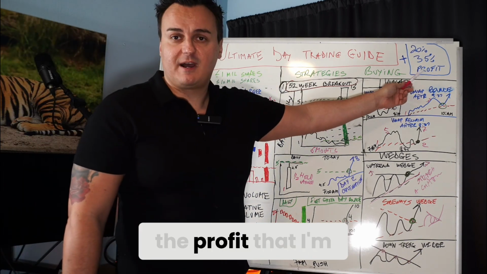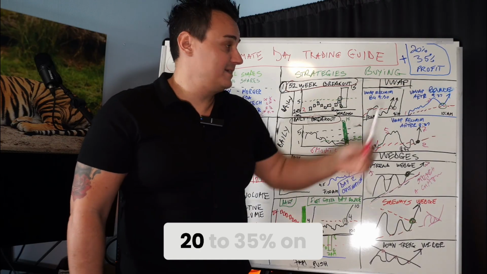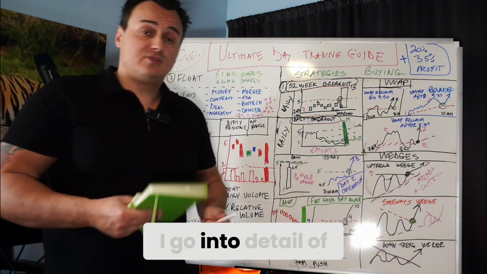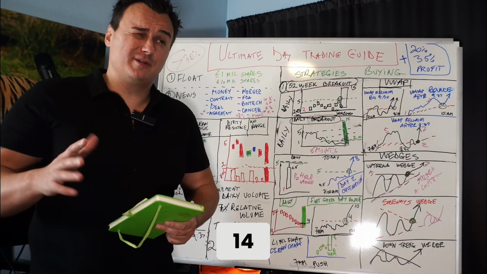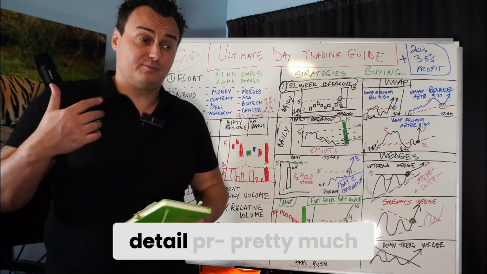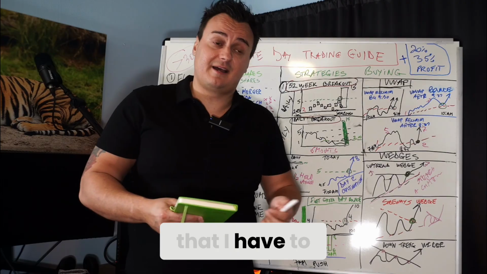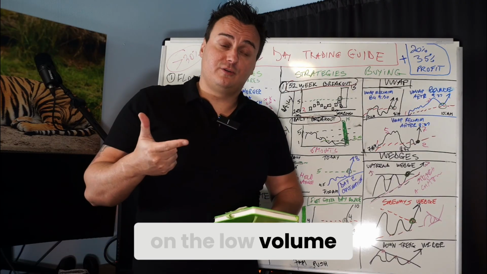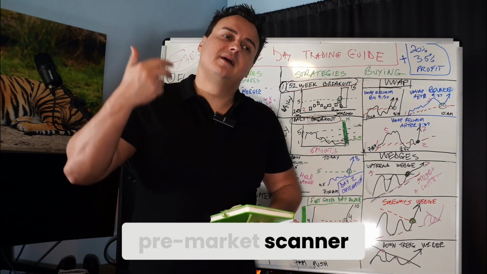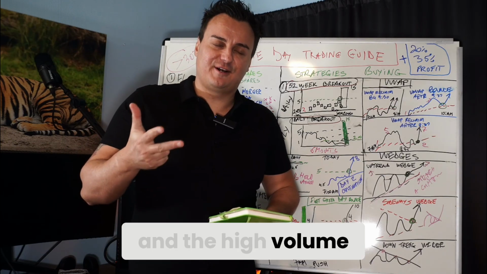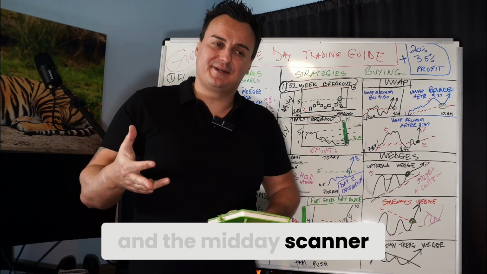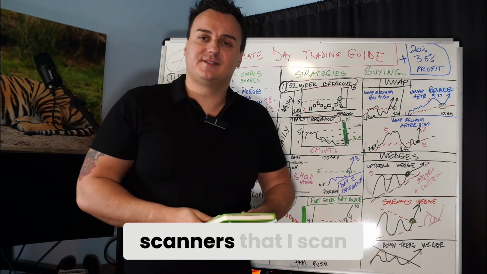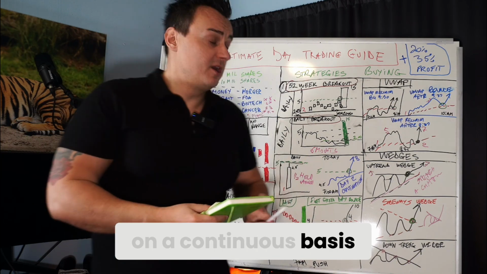And the profit that I'm looking for is 20 to 35% on each trade. I go into detail, 15 hours of detail, pretty much giving you my scanners that I use to find these tickers: the pre-market gap scanner, the low volume pre-market scanner, the high volume pre-market scanner, the midday scanner, and the midday gap scanner. Those are 5 different scanners that I scan on a continuous basis.